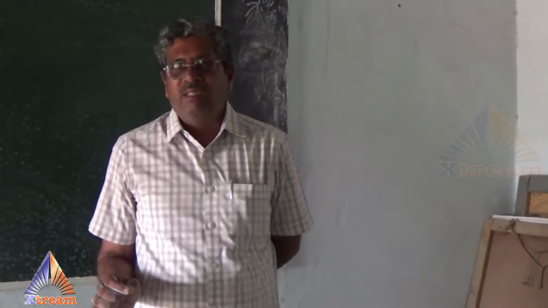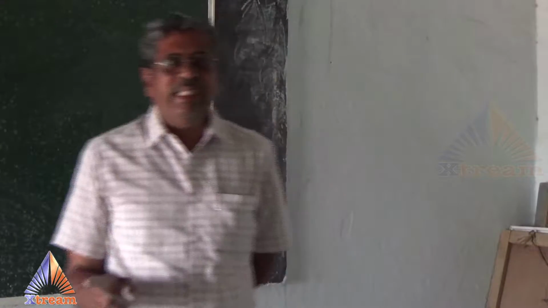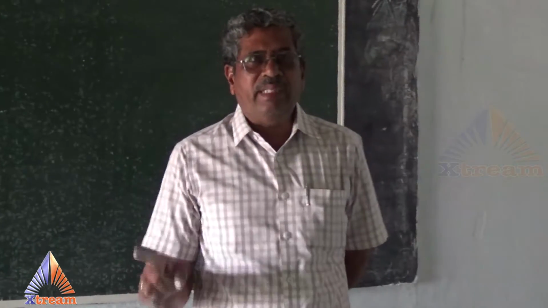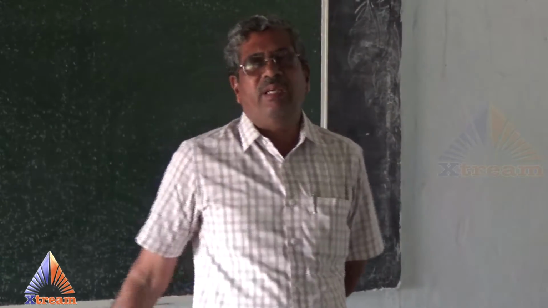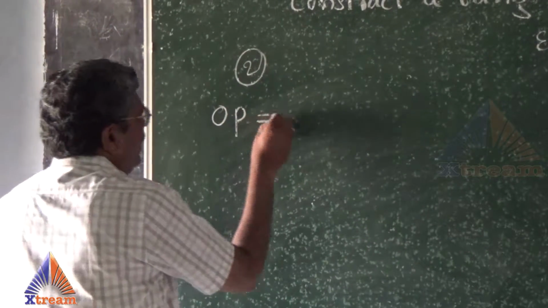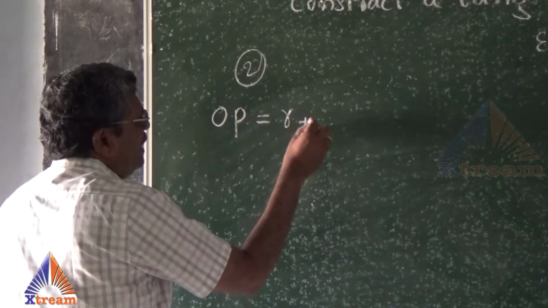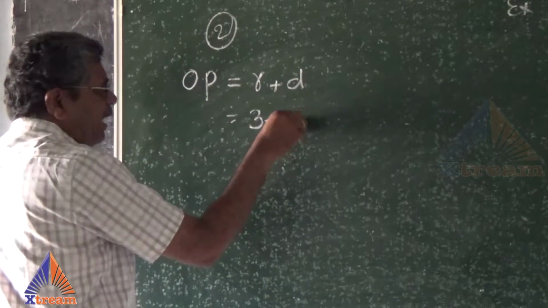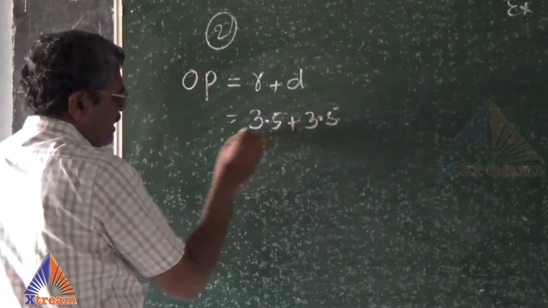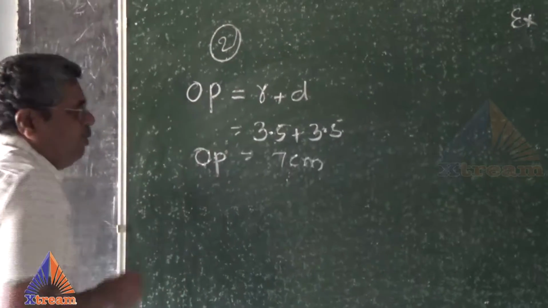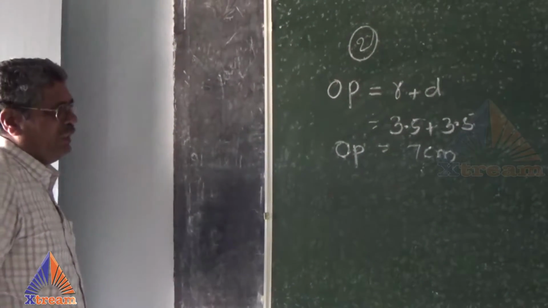Now you can imagine, in the previous problem the distance of the external point from the center was given. In this problem, the distance from the circle is given, so you take O as the center and P as the external point. So OP is radius plus distance. The radius is 3.5 centimeter and the distance is also 3.5 centimeter, totally 7 centimeter. Now OP is equal to d is equal to 7 centimeter.